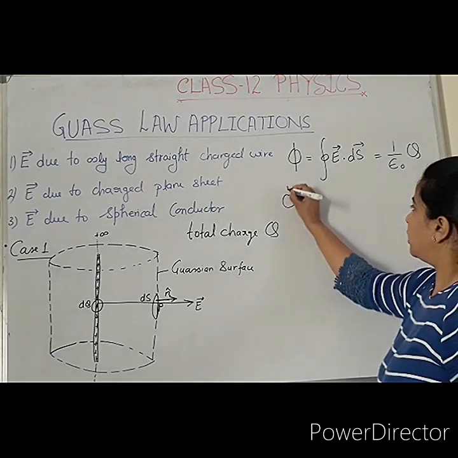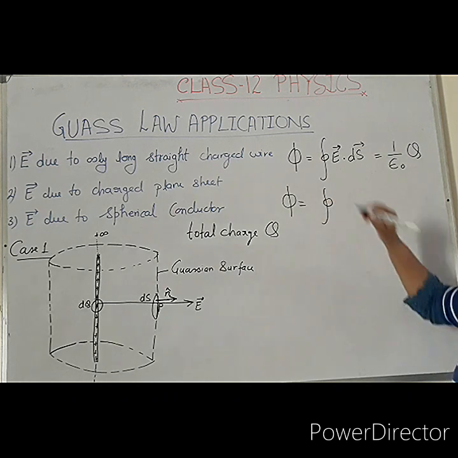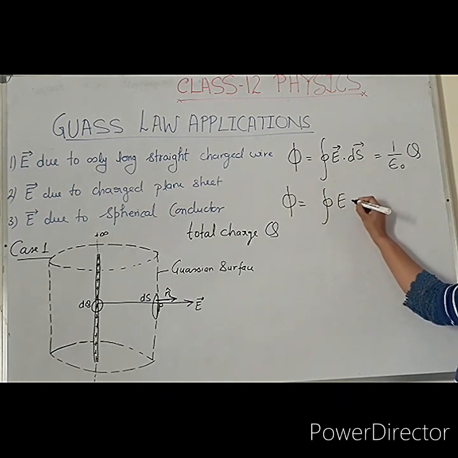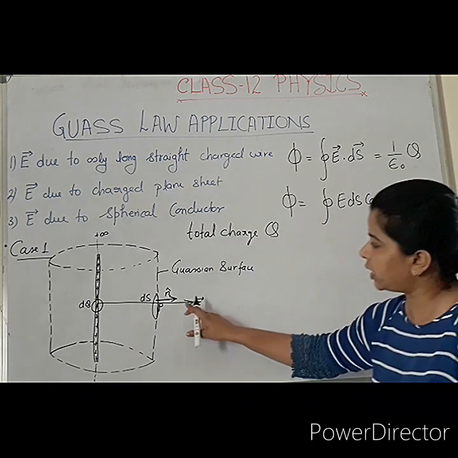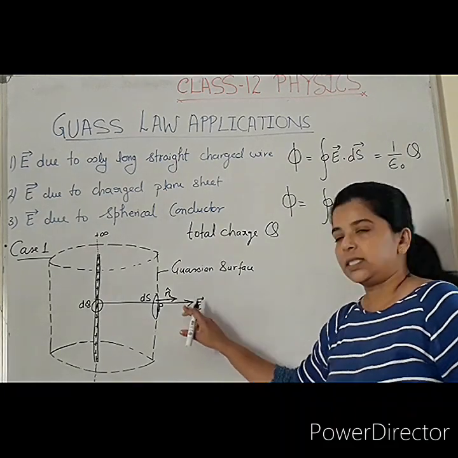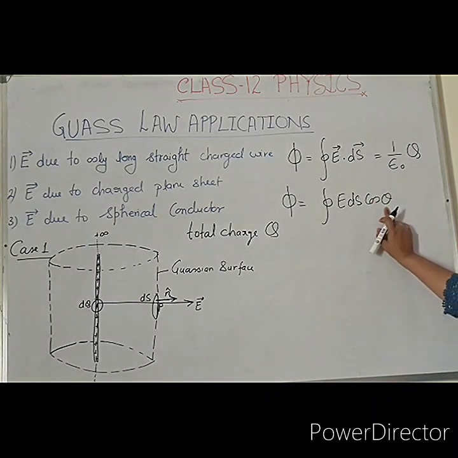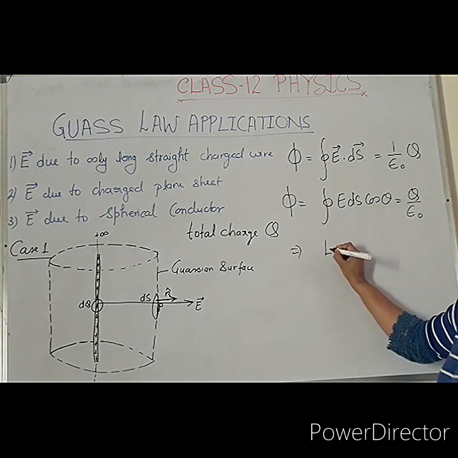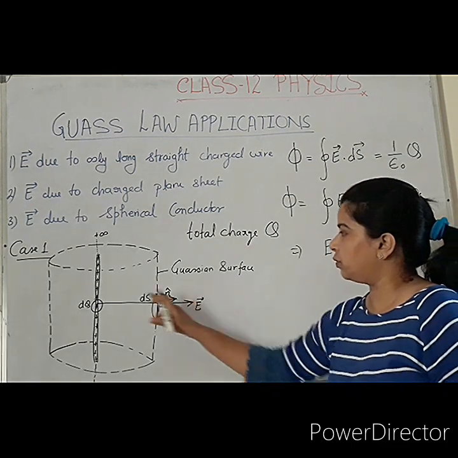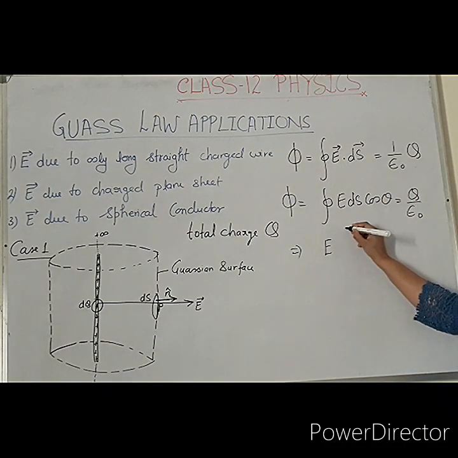So you can calculate the value of phi here, which is the closed integral of E dot ds. That means E ds cos theta, where theta is the angle between E and ds. Now what is the angle in accordance with this figure? It is 0, between the normal unit area vector and the electric field. So theta becomes 0 and cos 0 is equal to 1, equal to Q divided by epsilon naught. Now E you can take out, because the electric field is uniform at all points over this Gaussian surface. So E can be taken out of the integral.